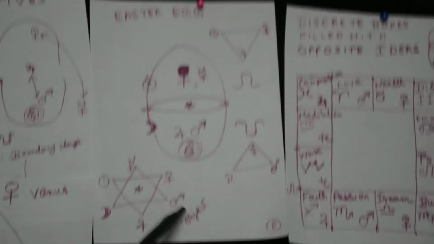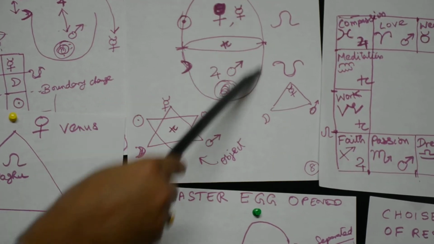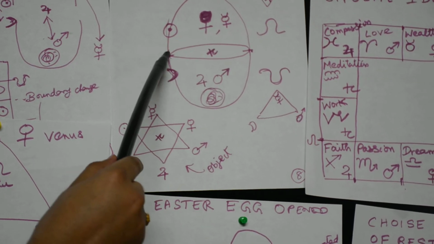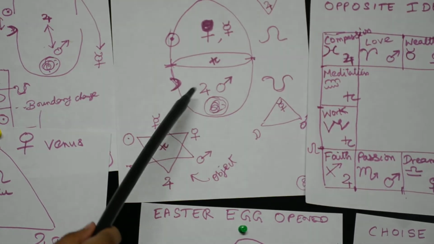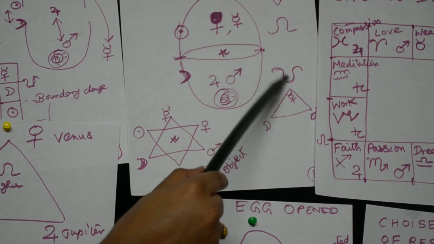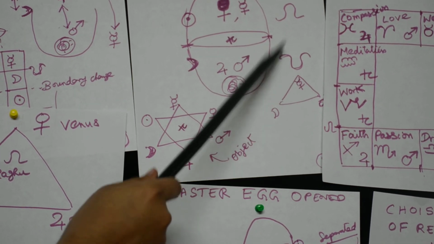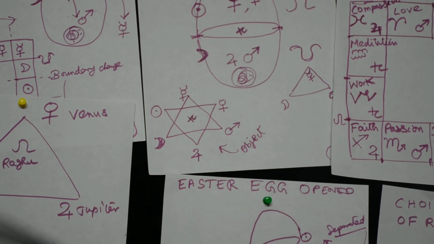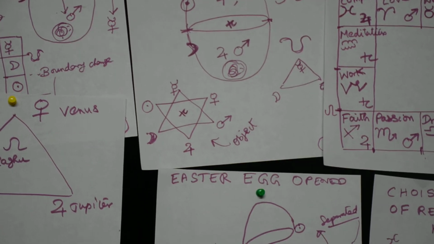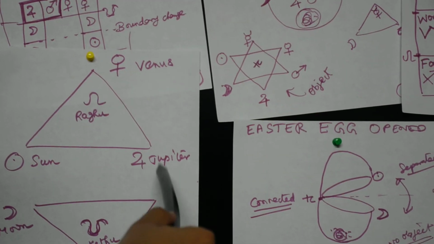So they both form two separate triangles, and they both are connected to the easter egg. See, this is upside down, which is represented by Rahu. The part is upside down. This is upright, which is represented by Ketu. And the Ketu has three states as far as observer is concerned, which is Moon, Mars, Mercury. Rahu has three states: Sun, Venus, Jupiter.